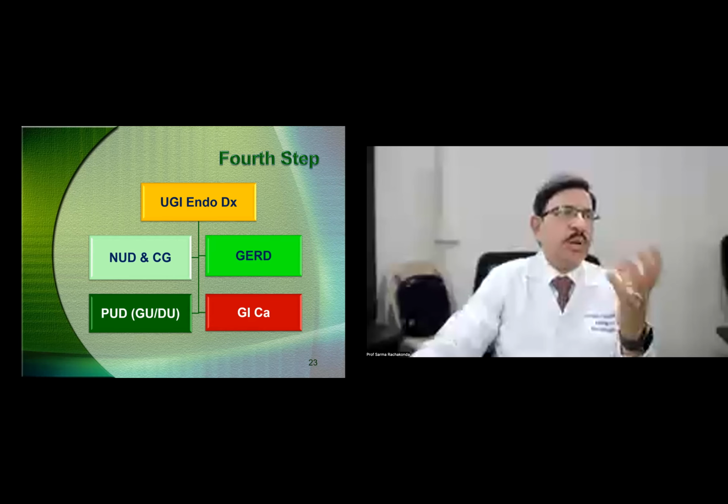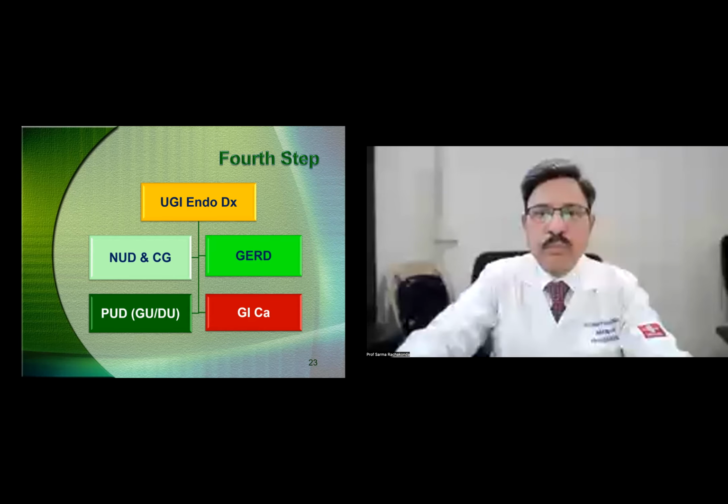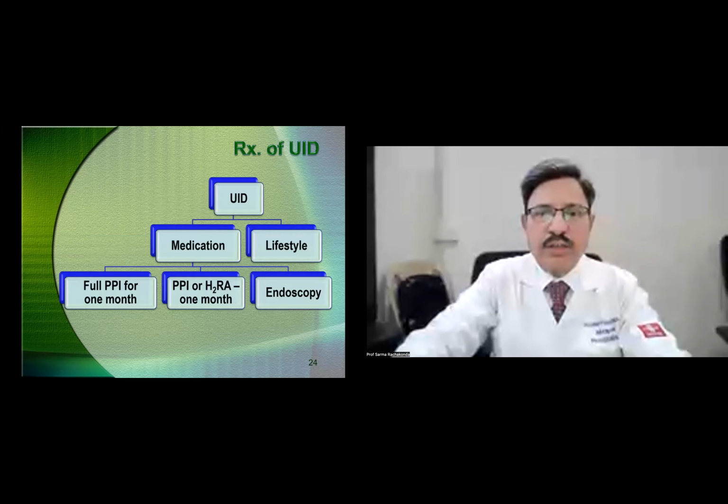But basically, the endoscopist is expected to write the diagnosis in the following 4 or 5 headings. One, non-ulcer dyspepsia. Number two, chronic gastritis. Number three, GERD or hiatus hernia. Number four, ulcer is there, gastric ulcer or duodenal ulcer, or there is a mass or tumor suggestive of gastric cancer or duodenal cancer. We have seen these things last time.